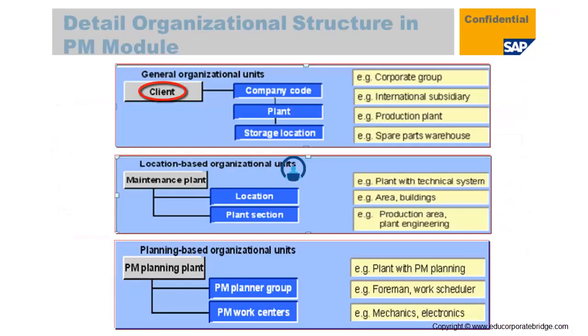The client is always at the top level, having a company code, plant and the storage location. Then the maintenance plant: for that particular plant, if you need to create a maintenance, then you have to create a maintenance plant for the same, along with the location and the plant section. And according to your planning plant, you have to create a PM planning plant for the same maintenance plant, having a planner group and the work centers. So this is the master data which needs to be created in the system for an organization structure.